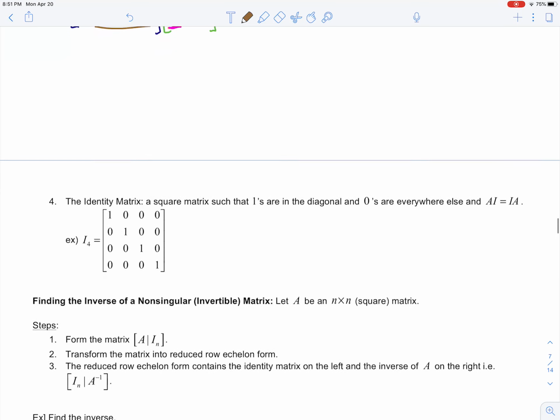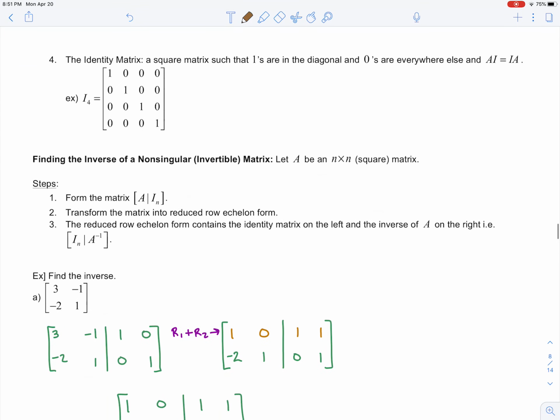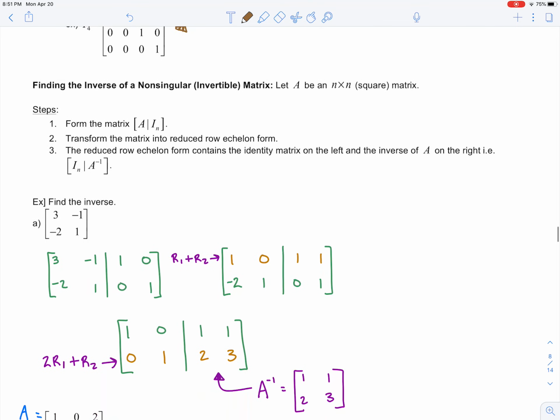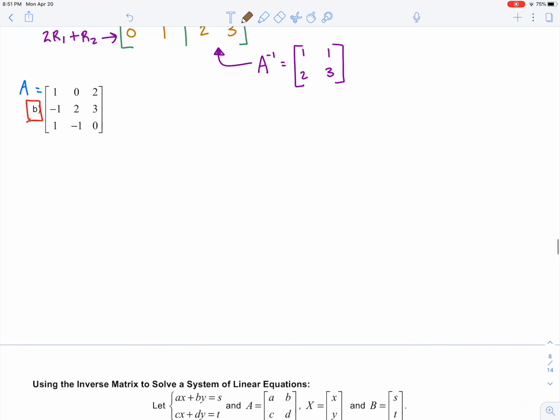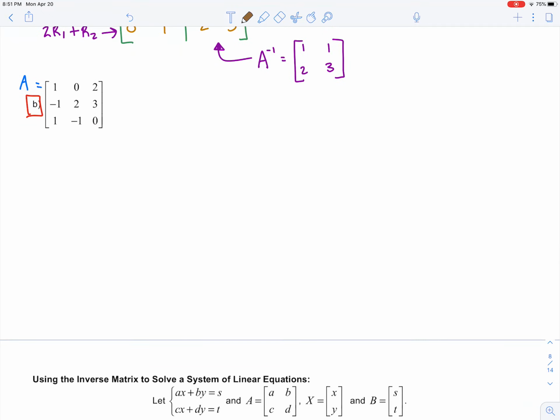Okay, keep going down. Next here we have the identity matrix. The identity matrix is a square matrix that looks just like this. It's called the identity because if you multiply a square matrix by the identity, you get itself back. The way to find the identity matrix is to create an augmented matrix and then get into reduced row echelon form. So I'm going to show you how to do that for a 3 by 3 matrix.